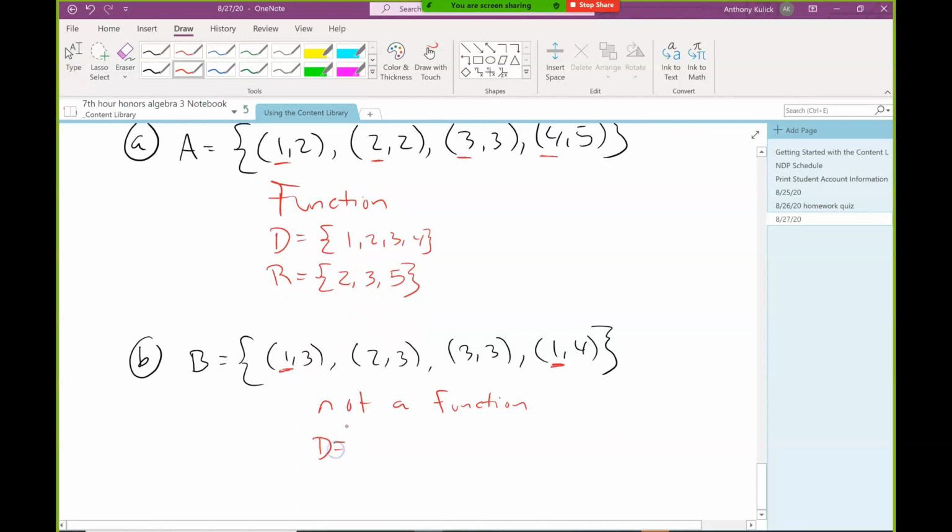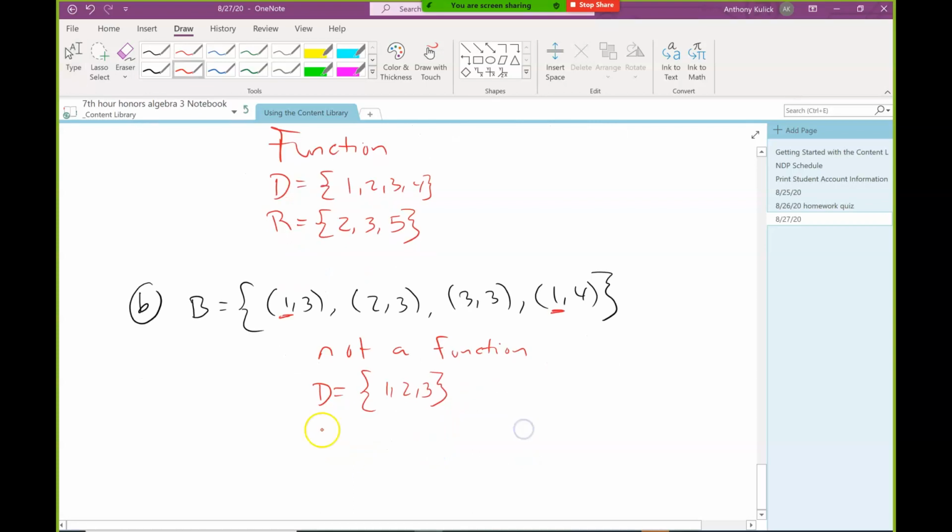Good. The domain should be what? Yeah, just 1, 2, 3. Very good. And the range then would be 3, 4.